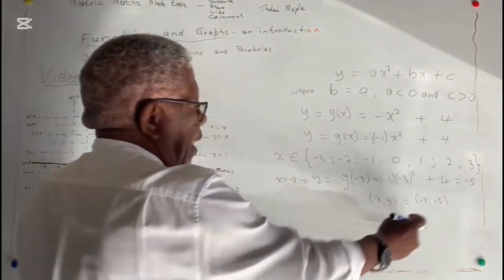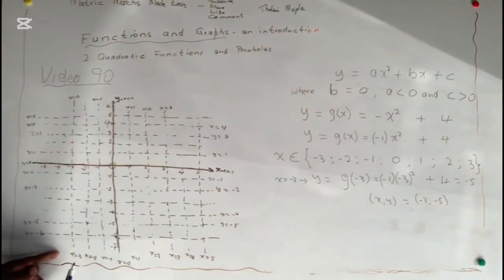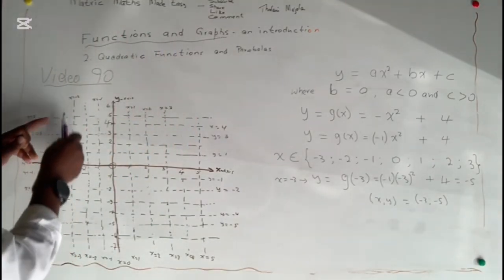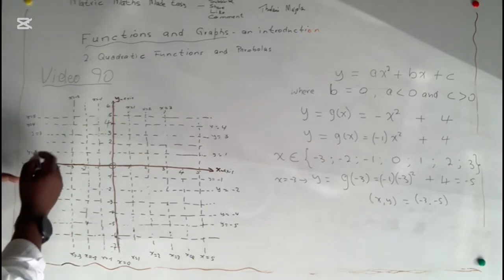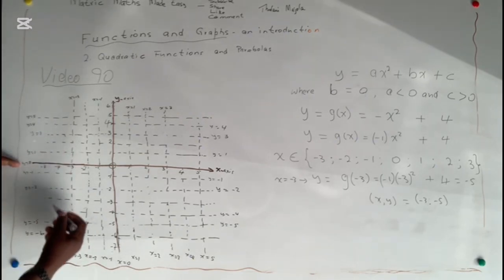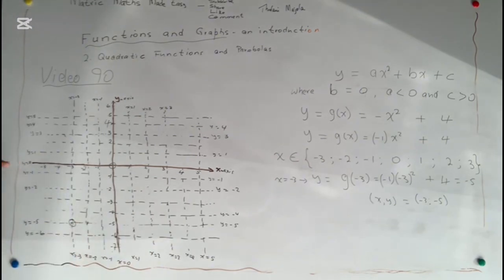So I'll take this point and just plot it here on the graph. So when x is negative 3 on this vertical line, y is negative 5, so it's below the x-axis, at negative 5, so there's our point there.